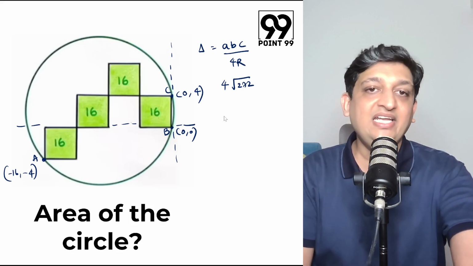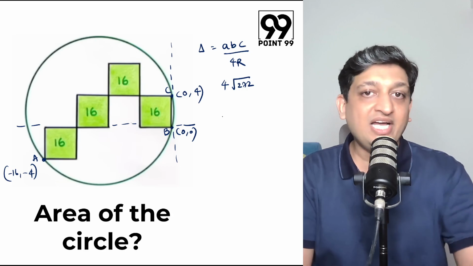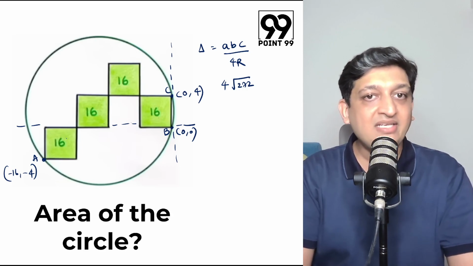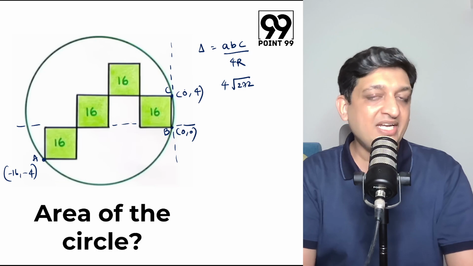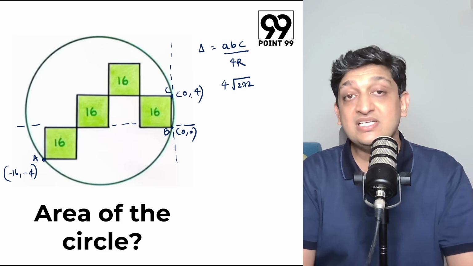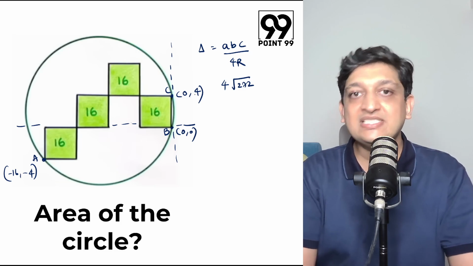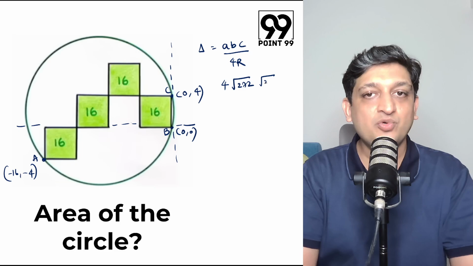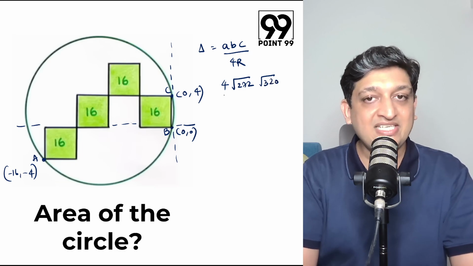Similarly, if you are looking at the length of side AC, what are we going to get here? We are going to see -16 minus 0 the whole square, that is going to be 256, -4 minus 4 the whole square, which is 64. So 256 plus 64 is going to give us root of 320. So these are the 3 sides that we have.